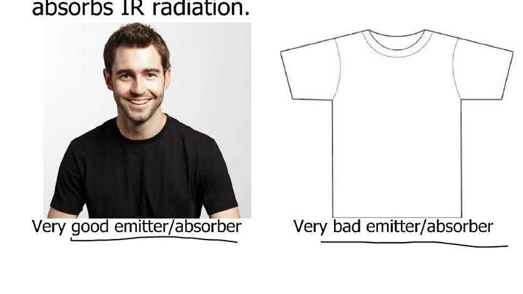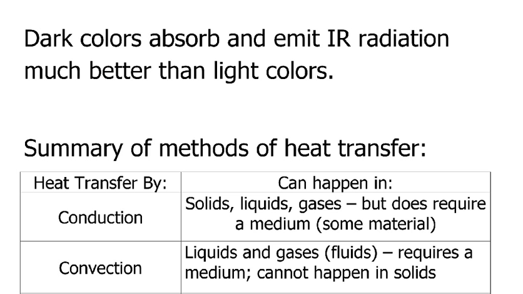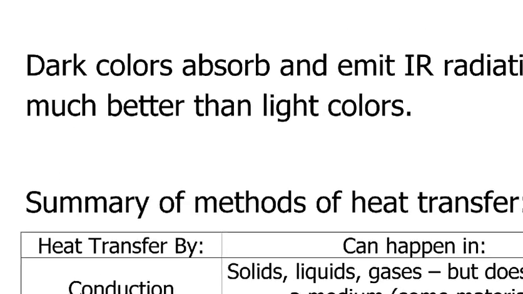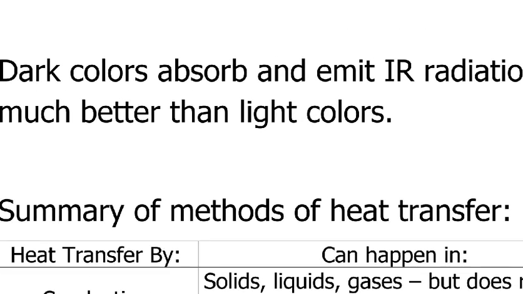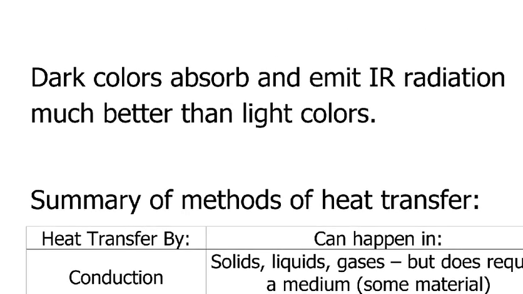Okay, anyways, white reflects infrared radiation, and it is a bad emitter of infrared radiation. Black is a good absorber and a good emitter of infrared radiation. All right, and just to summarize that, we have that right here. Dark colors absorb and emit IR much better than light colors.